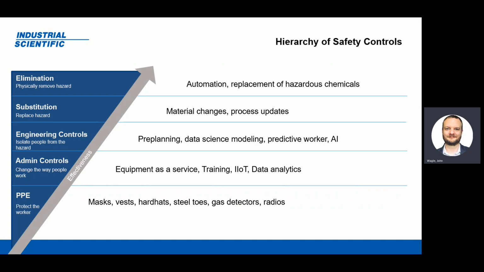Administrative controls are a way for us to improve upon that and increase the effectiveness of our safety program by changing the way people work. Things like equipment as a service, training, Internet of Things, and data analytics all work to help us keep people out of hazardous situations so they never need to use their PPE. Engineering controls help us isolate people from the hazard. This can be accomplished with pre-planning, data science modeling, and AI.